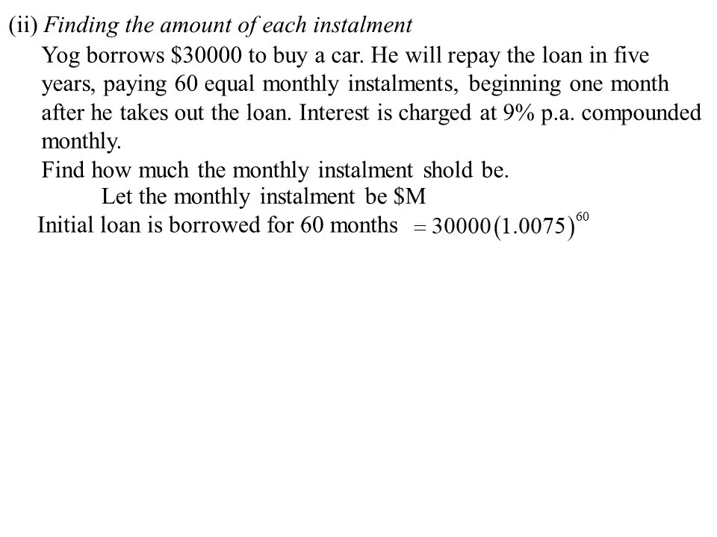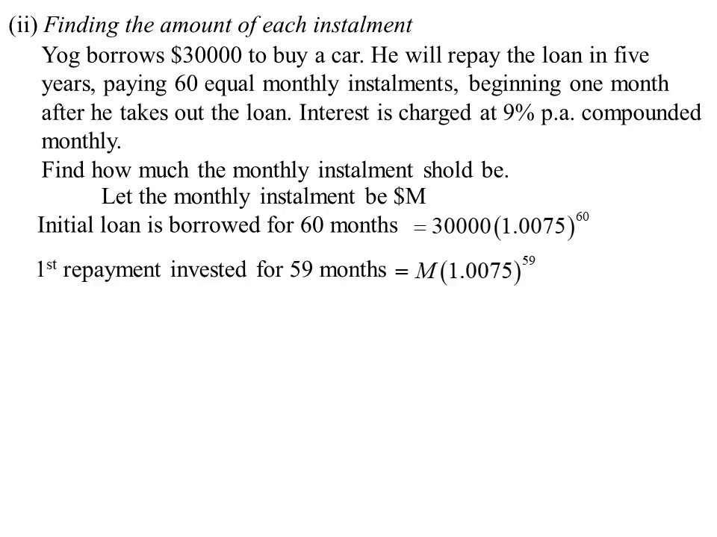So the initial amount, that initial investment, the bank is making with me. So $30,000 they're giving me, and the interest rate I'm giving them is 9%. Okay, my first repayment, my investment in the bank, will be there for 59 months. I don't know what M is, so I don't know how much I'm investing yet.